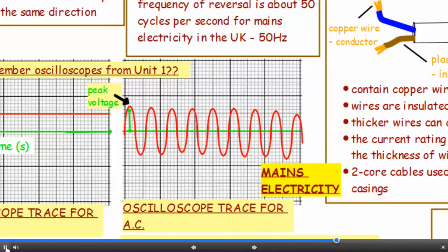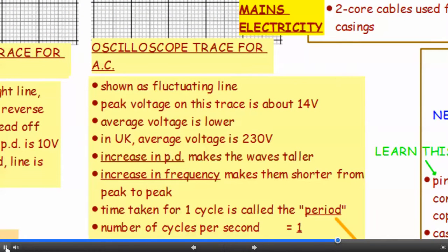AC current. So for AC, the oscilloscope trace is shown as a fluctuating line, and the peak voltage on this trace is about 14 volts, although the average voltage is lower. In the UK, the average voltage is 230 volts.